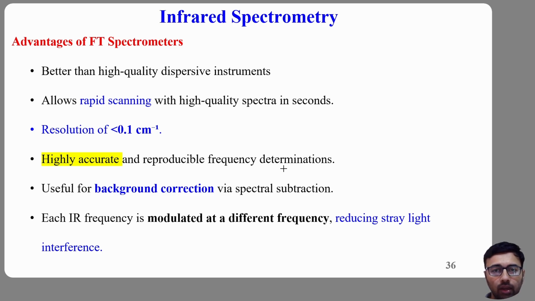FTIR also enables powerful digital processing techniques, for example, background subtraction, spectral subtraction, signal averaging, and automated peak analysis. If you export the raw interferogram data into software like Origin Pro or Python, you can directly observe the extraordinary precision of the interference signal itself, even before the Fourier transform is applied.